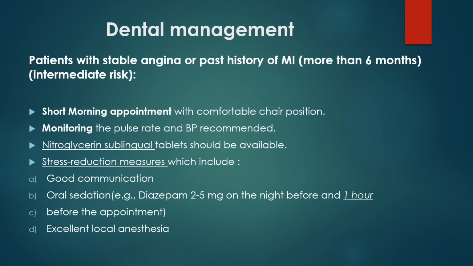So what do we do for a patient with stable angina or past history of myocardial infarction more than 6 months ago, known as intermediate risk? First, provide a short morning appointment with comfortable chair position. Second, very important, monitor the pulse rate and blood pressure. Also, provide nitroglycerin sublingual tablet and stress reduction measures like good communication, excellent local anesthesia, and oral sedation.